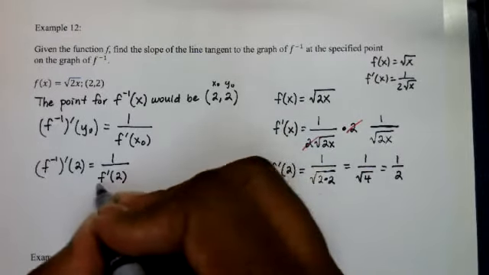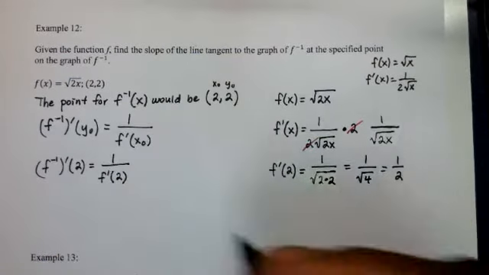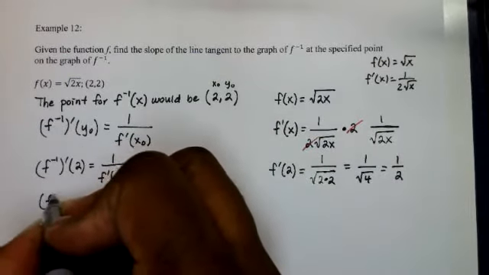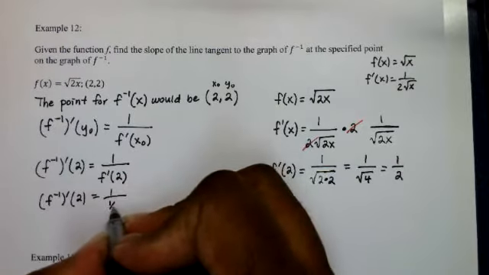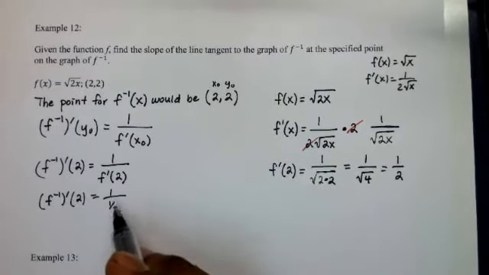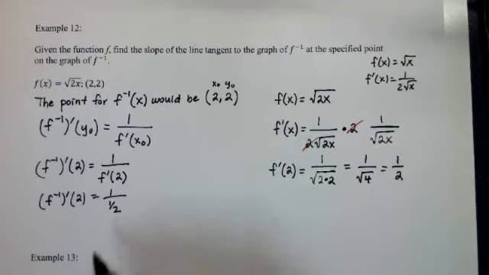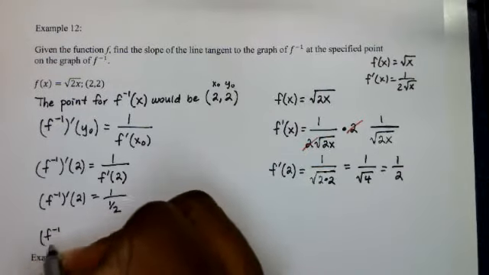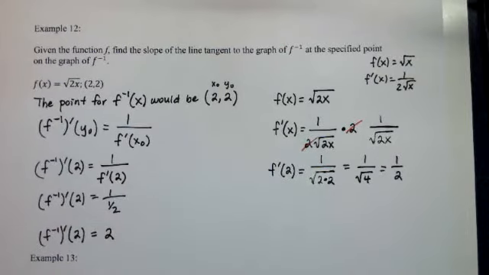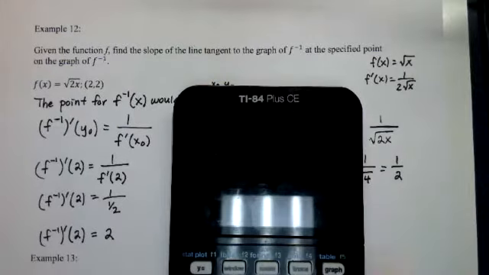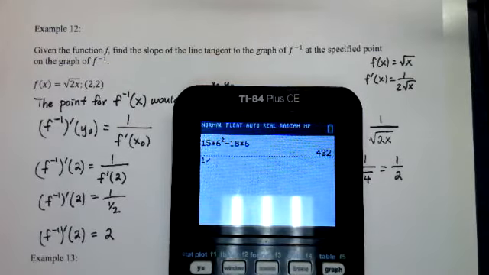All right, so I'm going to substitute f prime of 2 with the 1/2 because that's what it's equal to. So f inverse prime of 2 equals 1 over 1/2. But this is like the reciprocal of 1/2. So if I take the reciprocal of 1/2, that's going to end up being 2. And you can pretty much verify that using your calculator by doing 1 divided by, in parentheses, 1 divided by 2, close parentheses. You'll see you'll get 2 as your final answer.